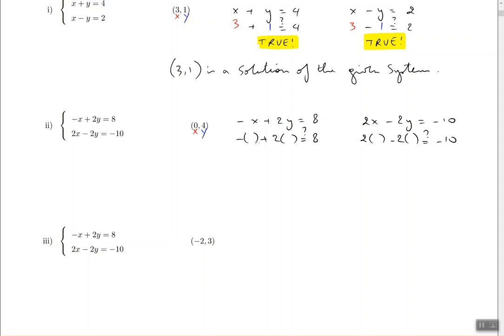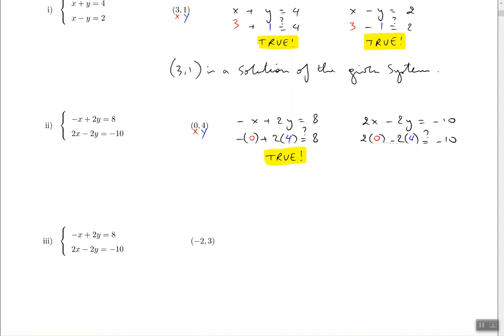So the x is 0 for both of them and the y is 4 for both of them. And let's test it out. So the first one says 2 times 4 is 8, which is true. So that's a good thing. So far, it's good news for the (0, 4). It seems like it's going to work, but let's wait and see what happens with the second one.